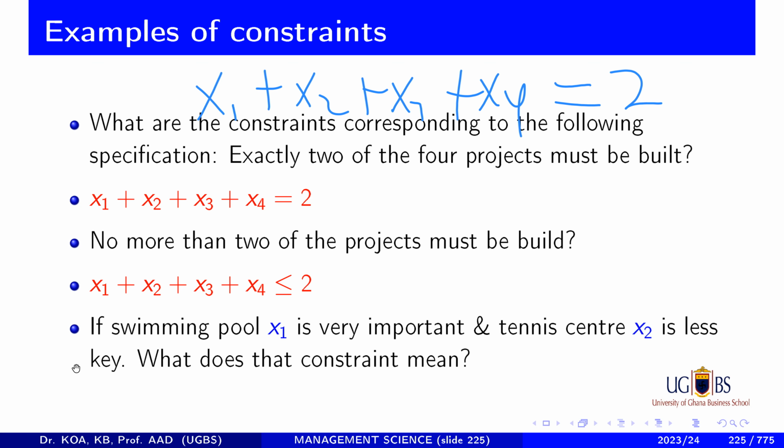Okay, let's look at this contingency, this co-requisite constraint, dependency constraint. Suppose you are told that swimming pool is very important, just like tennis is also very important. But the thing is that swimming pool is more important than tennis. What kind of constraint would this be? X1, which is a swimming pool, is important. X2 is also important, but X1 is more important than X2.